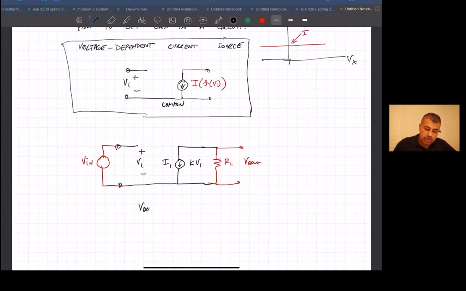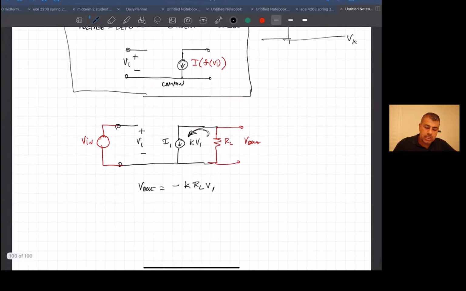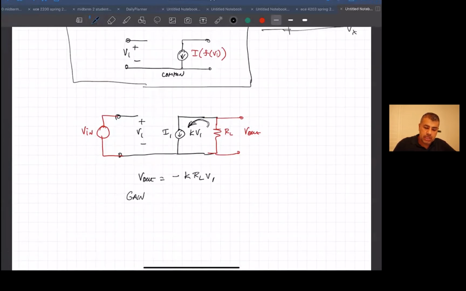So let's look at what these things mean. If you just look at this circuit, V out is minus K R_L V1. So basically you've got this current. The minus is because the current's going this way in, and that current is creating the voltage V out when it goes across R sub L. And I'm going to define this concept called gain. Okay, and this is defined as V out over V in.